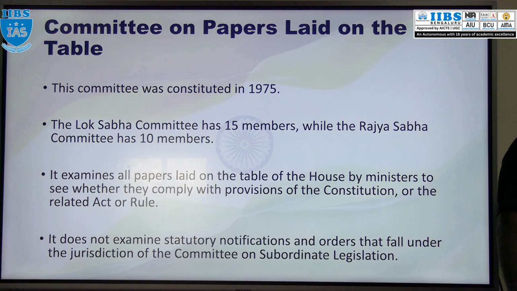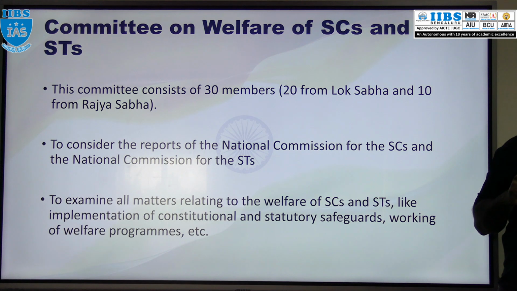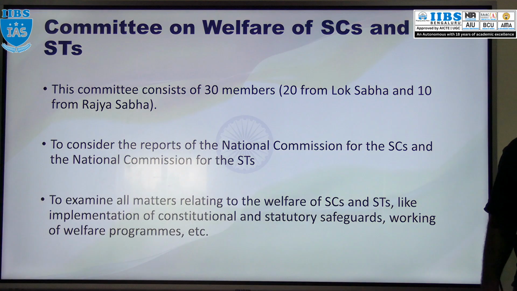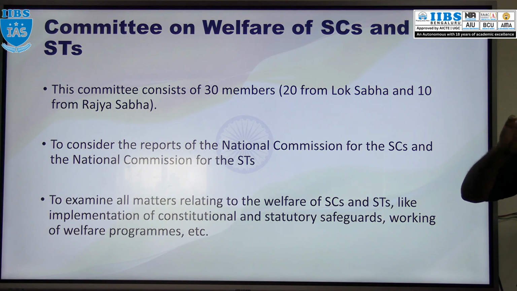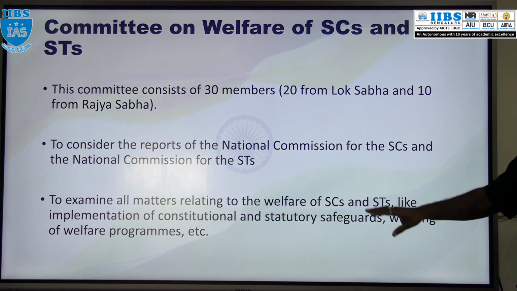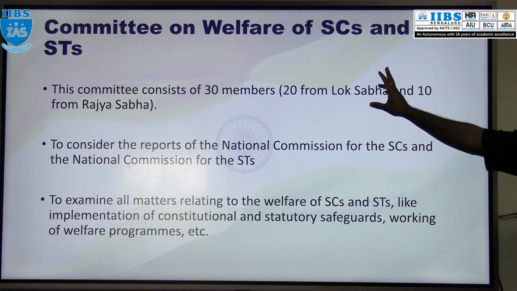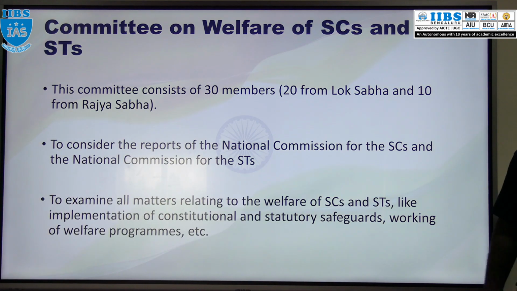Okay, the next, Committee on Welfare of SC, ST. We have the National Commission for SC and ST. It is the duty of the President to appoint the chairman and members of that National Commission also. So we have this committee. This Committee on Welfare of SC and ST is not present separately in Lok Sabha and Rajya Sabha. It is a single committee, but members are present from both. Total 30 members are there in this committee: 20 members from Lok Sabha and 10 members from Rajya Sabha.